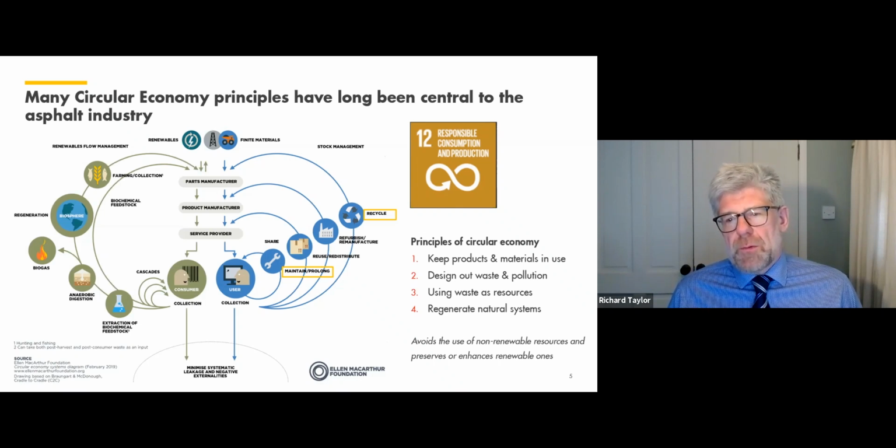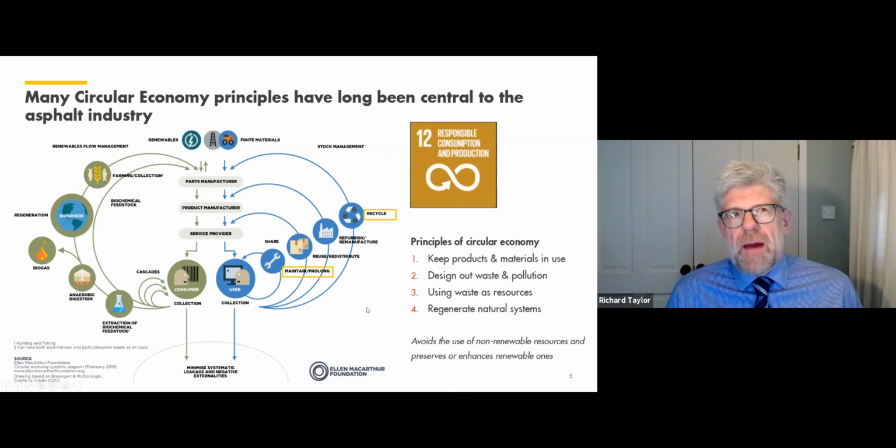Basically, we don't want to put new inputs into the system which may compromise either the service life or the recyclability at the end of the life. And using waste as resources, this so-called industrial symbiosis, where an open loop in another industry is the material from that loop is taken into a circular system elsewhere. And so being able to use waste as resources within the circular economy is also a very important factor.